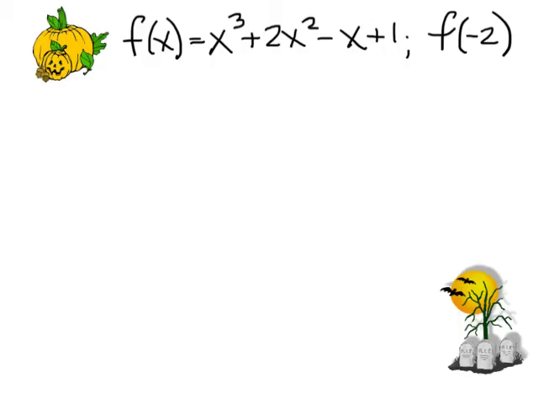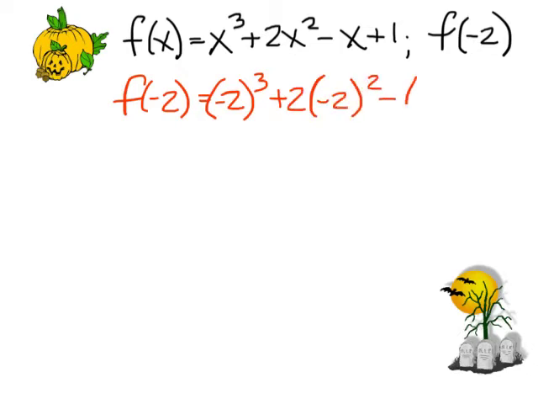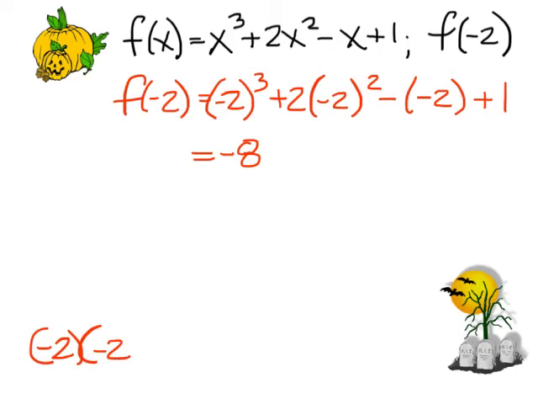Example number 6. f of negative 2 should be negative 2 cubed plus 2 times negative 2 squared minus a negative 2 and then plus 1. A negative 2 cubed: if you have a negative number and you cube it, the answer is negative. So 2 times 2 times 2 is 8, but this must be a negative 8. That comes from this: negative 2 times negative 2 times negative 2 would be a negative 8.